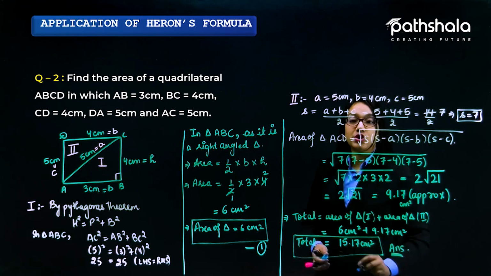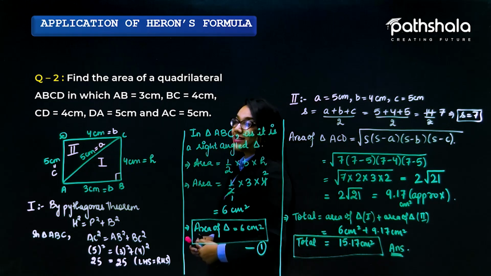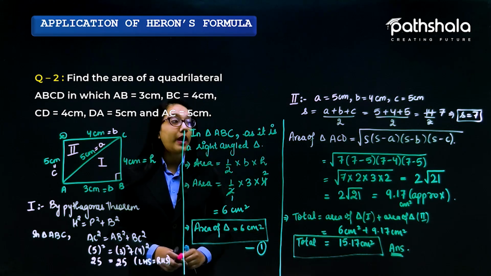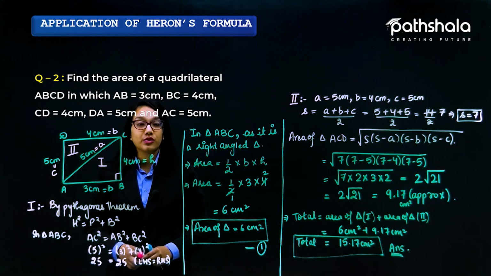This is the answer to this particular question, using two types of formulas: the area of the triangle as half into base into height, and the other one is Heron's formula. So I hope all the steps related to this question are clear to you.